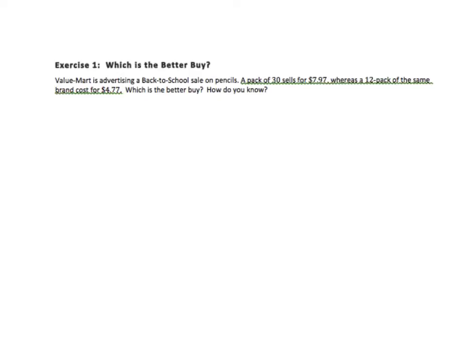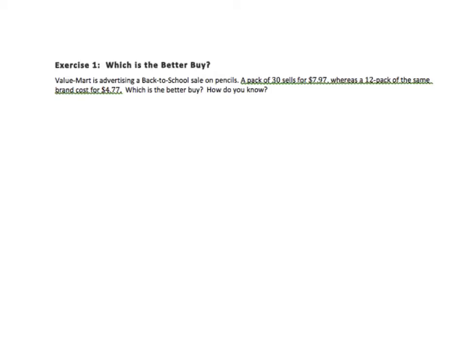Value Mart is advertising a back-to-school sale on pencils. A pack of 30 pencils sells for $7.97. Where a pack of 12 of the same brand, so they're the exact same thing, is $4.77. So which is the better buy, and how do you know?